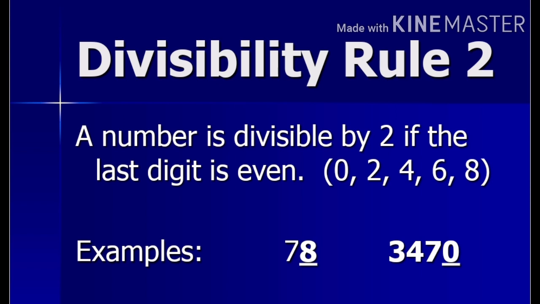Divisibility rule of 2. A number is divisible by 2 if the last digit is even. That is, the digit may be 0, 2, 4, 6 or 8. Let's take an example. In 78, the number in the ones place, that is 8, is an even number. So 78 is divisible by 2. Again, 3470. The last digit is 0 and it is divisible by 2.